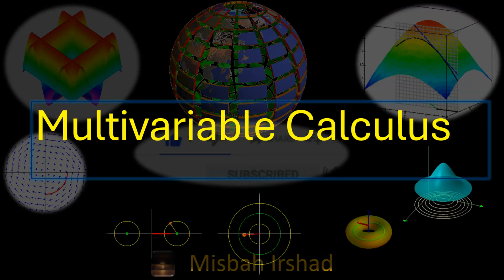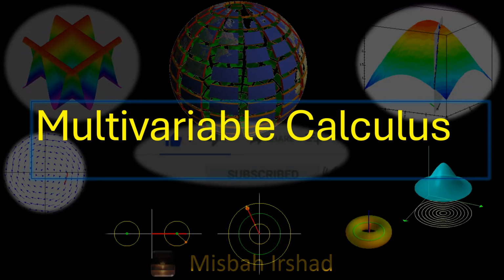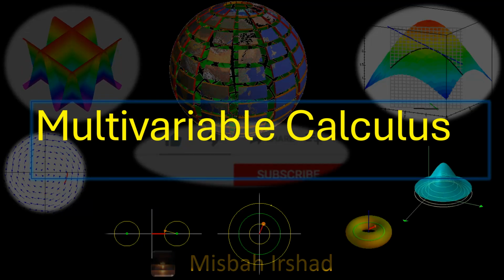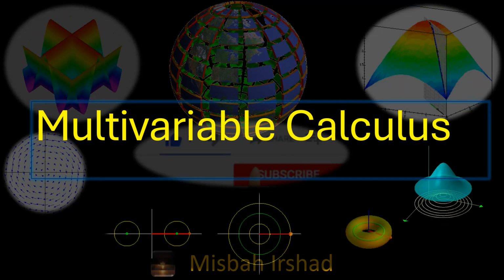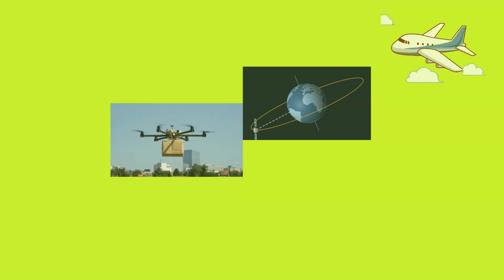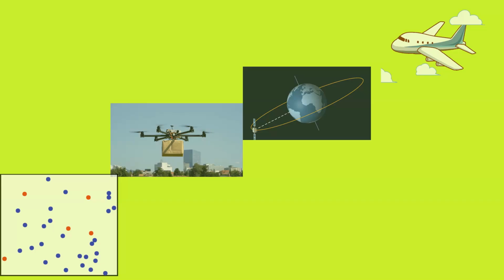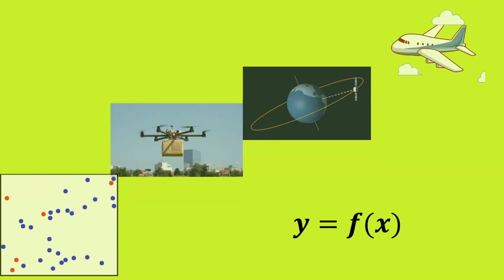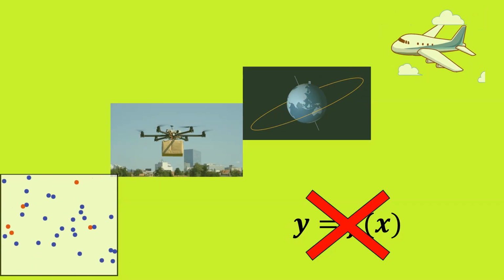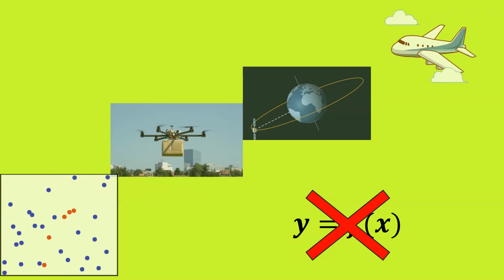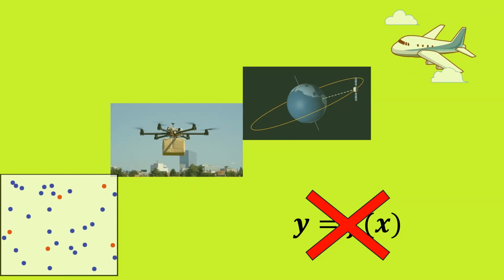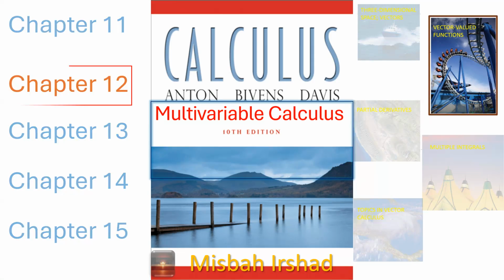Now we are ready to study something even more interesting, and that is the study of objects that move through space. Imagine an airplane flying through the sky, a satellite orbiting Earth, a drone delivering a package, or a particle moving in physics. How can we describe their motion mathematically? A simple function like y equals f(x) is no longer enough because the object is moving in three dimensions simultaneously. Instead, we use vector valued functions.